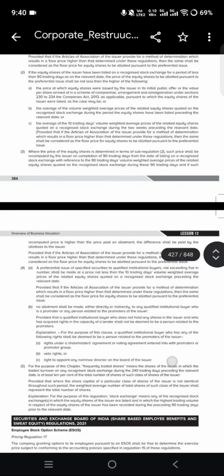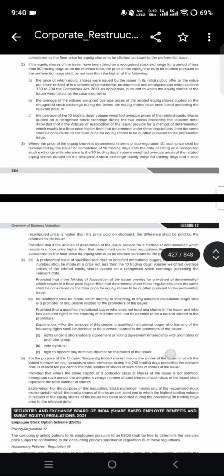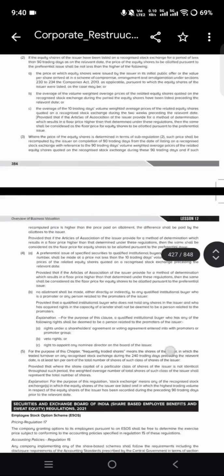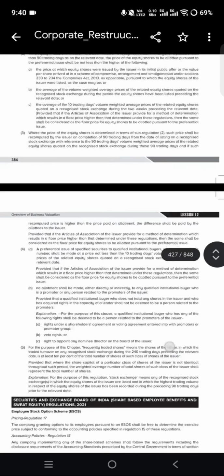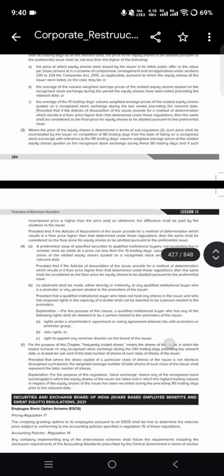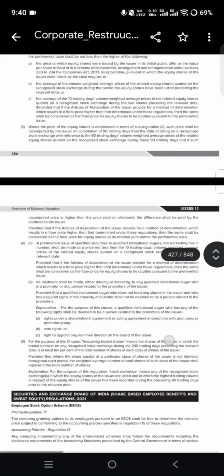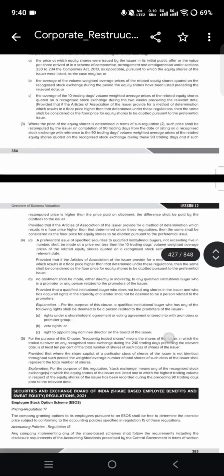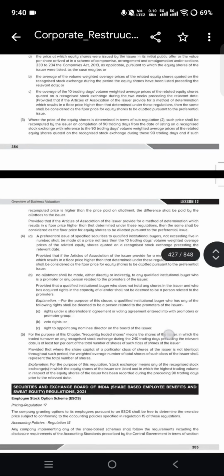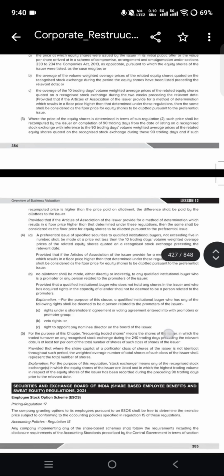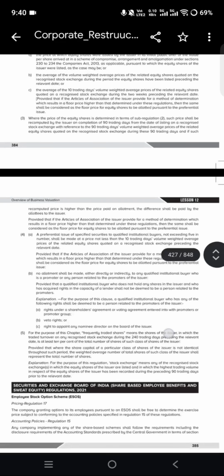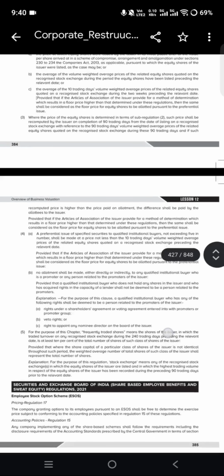Regulation 28, pricing. The issuer may determine the price of equity shares, and in case of convertible securities, the coupon rate and the conversion price, in consultation with the lead manager or through the book building process, as the case may be. The issuer shall undertake the book building process in the manner specified.